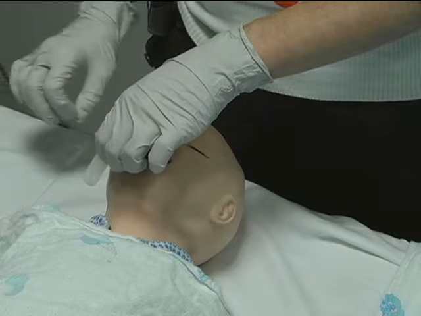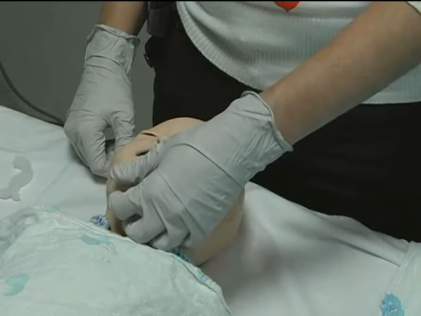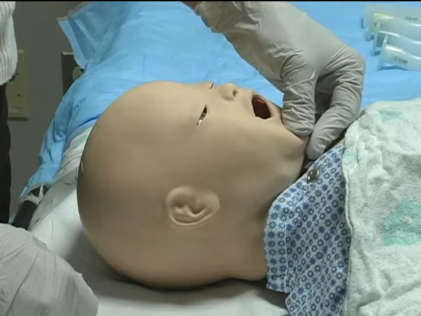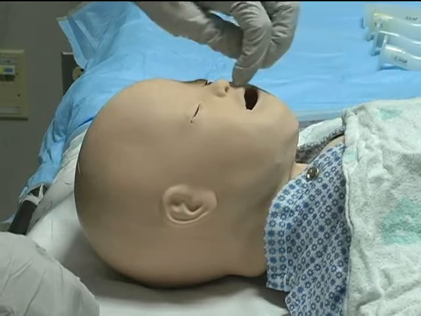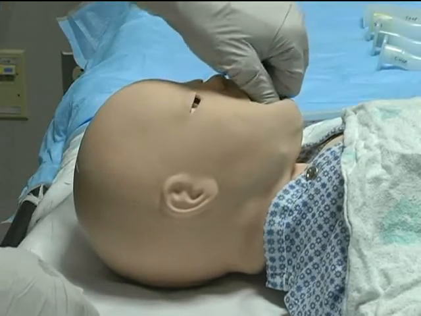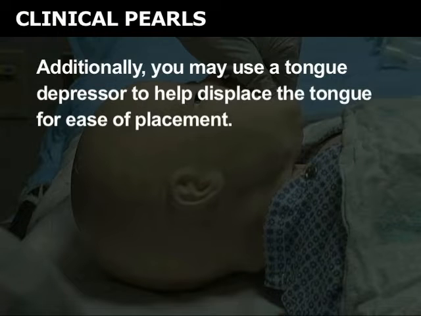Position yourself at the head or side of the bed near the patient's head. Open the mouth either by using the thumb of your non-dominant hand to apply downward pressure on the chin, or by inserting your thumb and index finger into the patient's mouth to open the mouth. Use a scissor technique, performed by exerting gentle downward pressure on the lower teeth with the thumb and upward pressure on the upper teeth with the index finger. Additionally, you may use a tongue depressor to help displace the tongue for ease of placement.